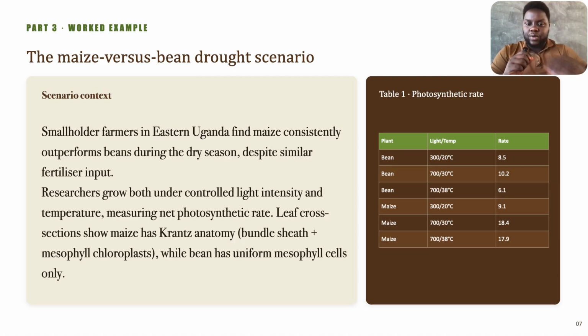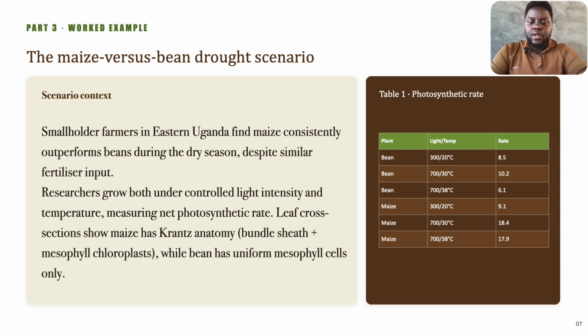Let us look at the data on the right. Table 1. We have photosynthetic rate measured at different light and temperature combinations. For example, at 300 micromoles of light and 20 degrees, which is a relatively mild condition, bean measures 8.5 and maize measures 9.1. Notice that these numbers are close. They are not identical, but they are close, with a difference of 0.6. At this mild condition, the C3 and C4 pathways are performing fairly the same.